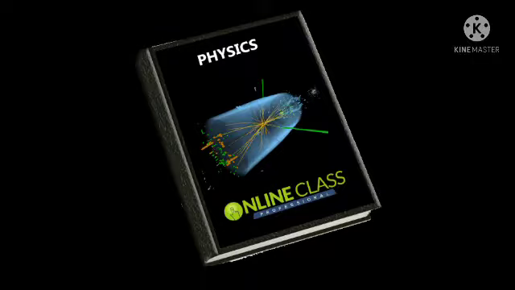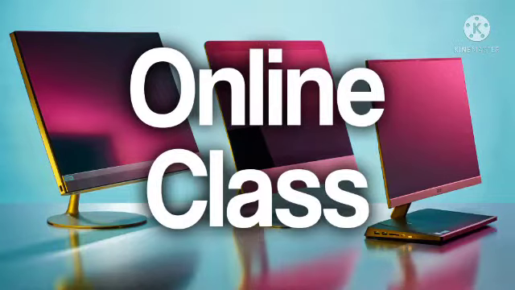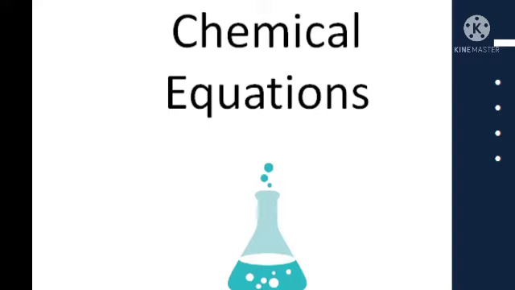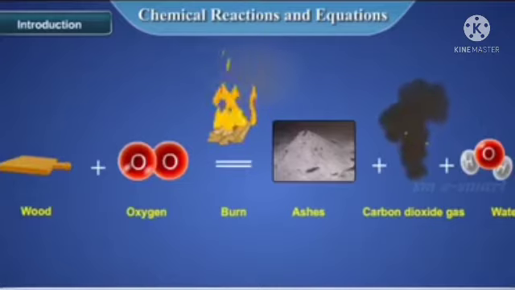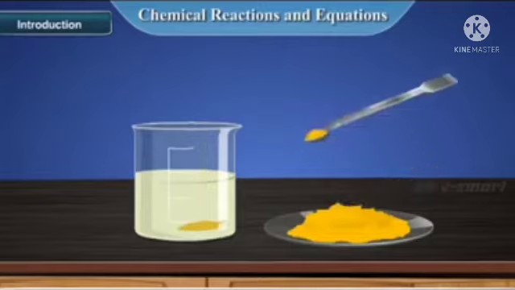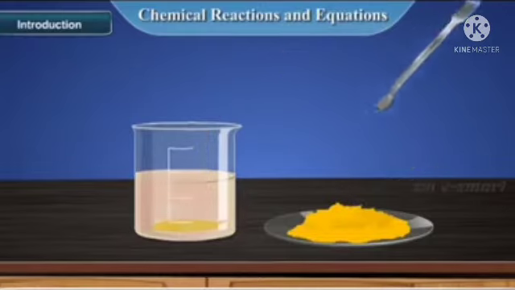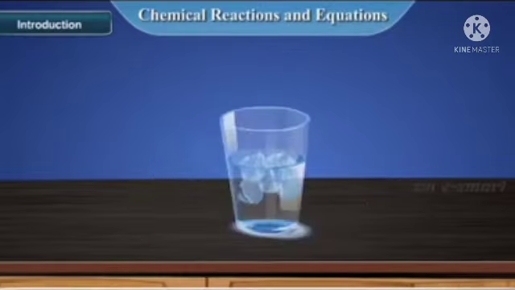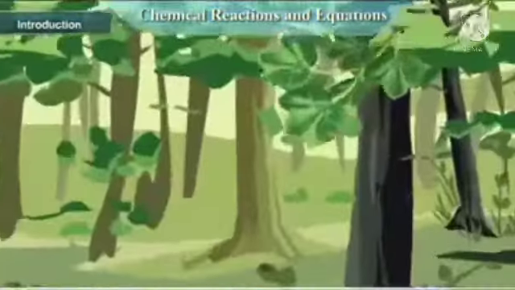Our second chapter name is chemical equations. Once again I recall the total previous lesson. After that I will discuss today's topic. Chemical change is a permanent change. In a chemical change, two substances react chemically to form new substances with different properties.